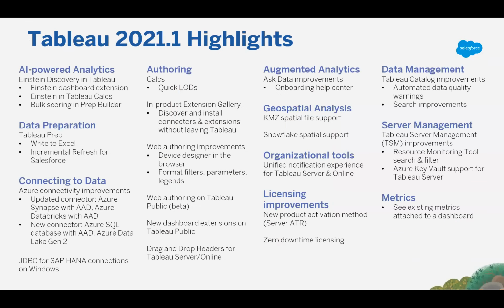All righty, so here are the main highlights of the 2021.1 release. As you can see, it covers AI-powered analytics, prep, data connections, and with every release, you'll always see steps being taken to bring that web authoring experience more on par with desktop. We got stuff in augmented analytics, geospatial, licensing, some of the add-ons as well, data management, server management, and metrics.